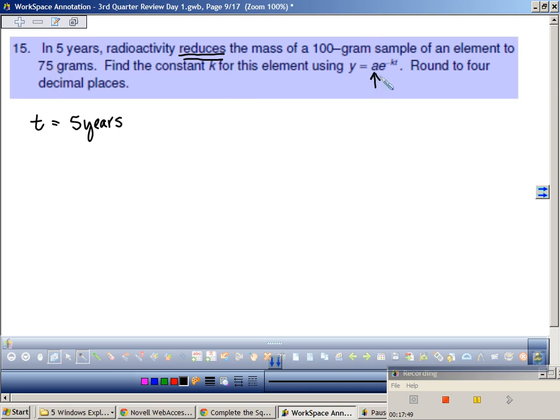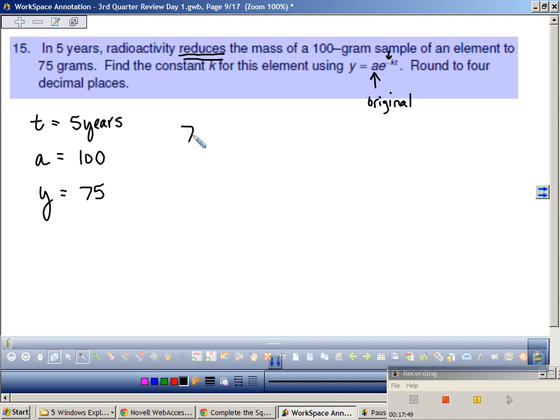This is the original amount right here. Right? You always start with a in the alphabet. So we're starting with a in our sample. You have a, you apply e to the negative kt to it, and you get y. If it was reduced, which one would be my original amount? 75 grams or 100 grams? 100. So my a, my initial amount is 100. Right? The amount lessens. This also tells you right here, it's a negative sign. So then what's y? 75. Do I have everything I need?